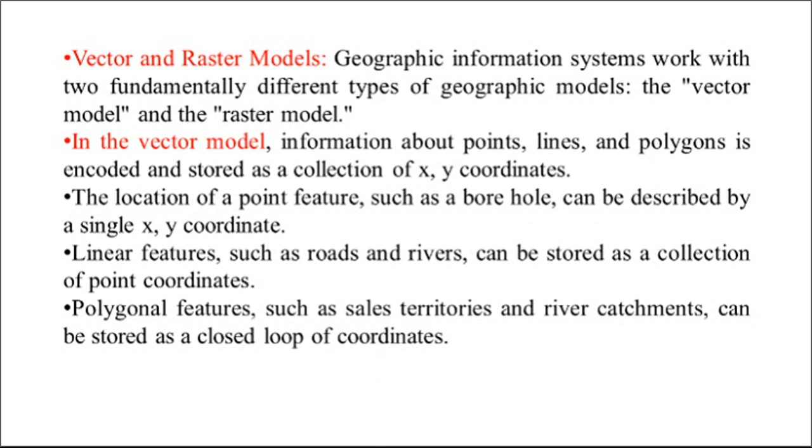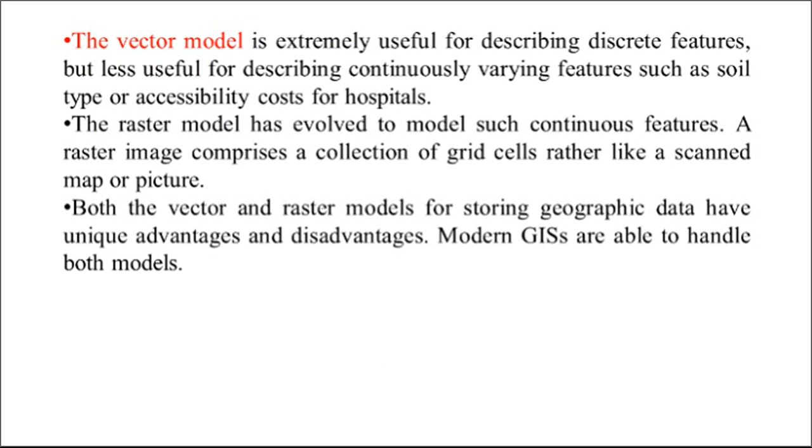Next one, the vector model is extremely useful for describing discrete features. Discrete means individual features, but it is also useful for describing continuously varying features such as soil type or accessibility cost for the hospital.